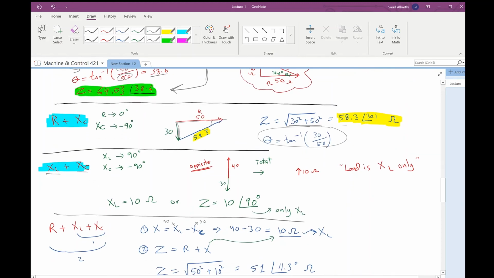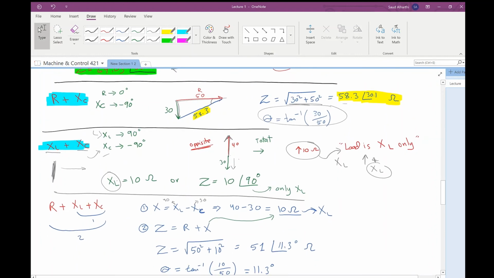Now if I have inductive and capacitive load, I know that the inductive is 90 and the capacitive is minus 90. I have no R, that means I will be on the vertical axis, so 40 and 30 down, المجموع 10 up. Since it's up, that means XL, because up is positive, which is XL, positive angle. So the reactance will be XL, because the value of XL is more than XC. This is 40, this is 30. So the total will be XL, XC will be cancelled.